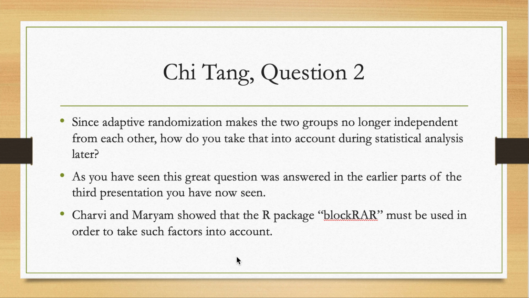So, Chitang's second question: since adaptive randomization makes the two groups no longer independent from each other, how do you take that into account during statistical analysis later on? And as you have seen, this great question was answered in the earlier parts of the third presentation that you have now seen. Sharvey and Miriam showed that the R package blockRAR must be used in order to take such factors into account.